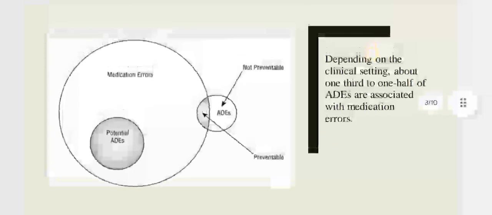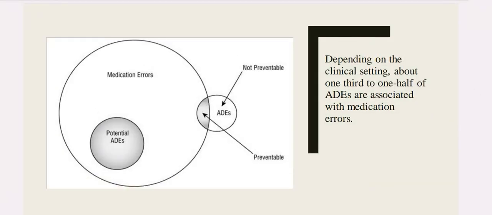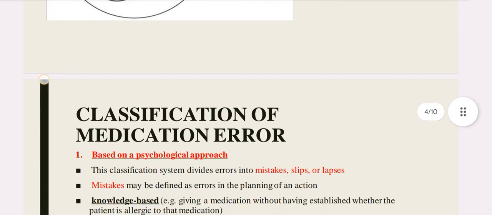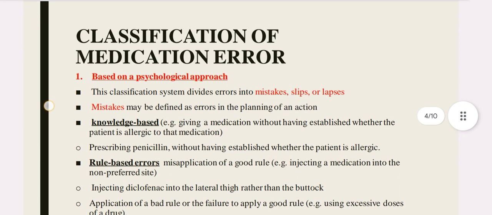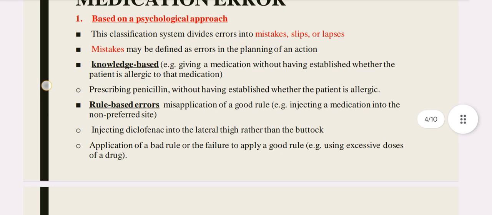The figure shows that most of the medication errors have the potential to lead to the adverse drug effects, which could be preventable and not preventable. Like one third to one half of the adverse drug effects are related with the medication errors. Medication errors are classified according to the different approaches. So based on the psychological approach, the medication errors are divided into mistakes, slips, or lapses.